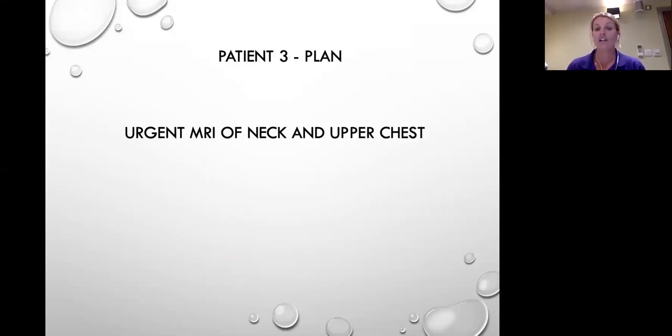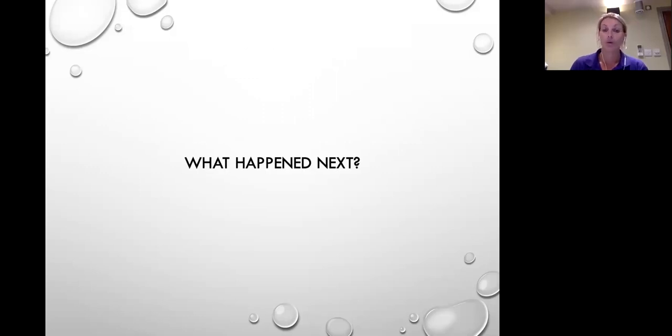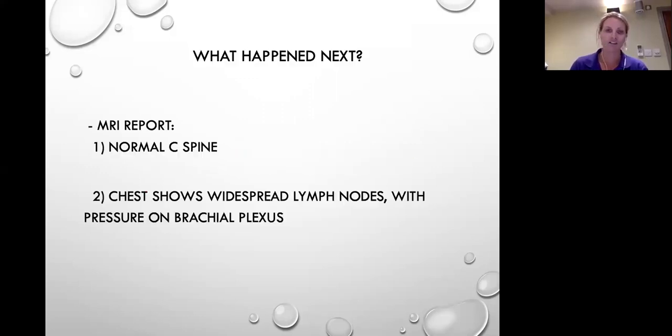So I arranged an urgent MRI of his neck and his upper chest because I wanted specifically to catch this lump area. And so what happened next? Phone call from the radiologist.